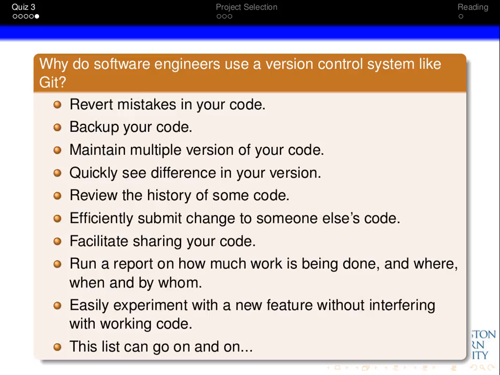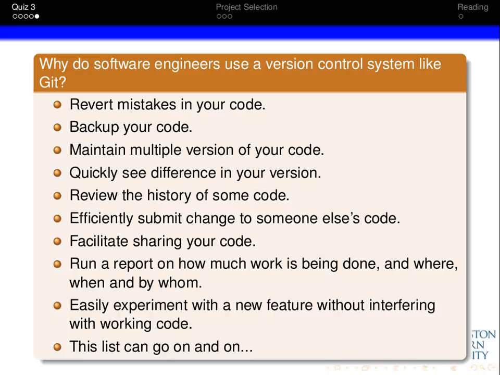Revert mistakes, back up your code, maintain multiple versions of your code. So we haven't gone into this, but with Git, you can actually fork it with a branch, and then someone may work on one version of your code, another person may work on another version as well. So you can have multiple versions of the same project inside of Git. And Git actually allows you to switch between those versions very quickly.